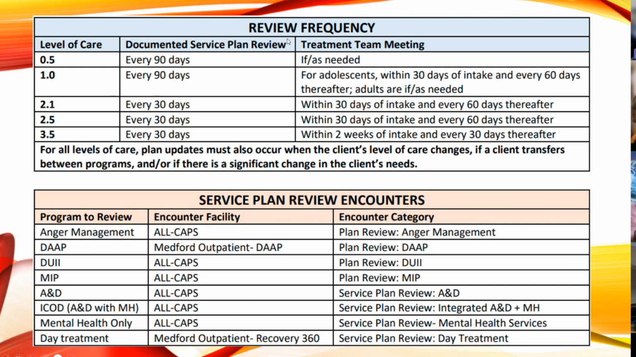So do spend some time looking at this chart that's in the documentation handbook. It might even be helpful to print it out and tape it somewhere, just because it's a really good way to keep track of how often you're supposed to be reviewing things with different clients, especially for those of you in outpatient with clients that are in different levels of care. And then just to make life somewhat easier, this second table just outlines how you would document or select the encounter for your service plan review. So depending on what plan you're reviewing, the facility you select may be a little different, and you'll want to make sure that you're selecting the correct service plan that you're reviewing.